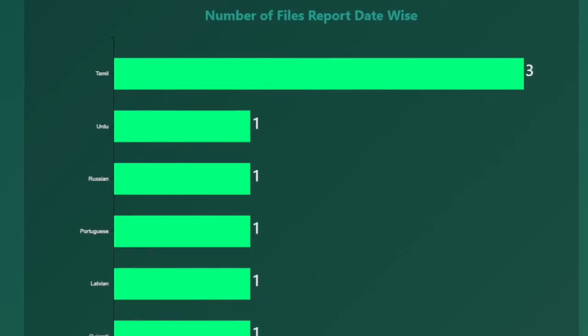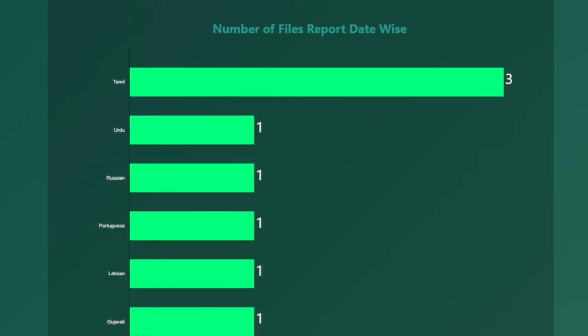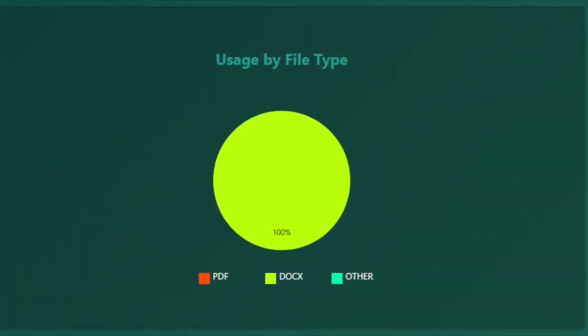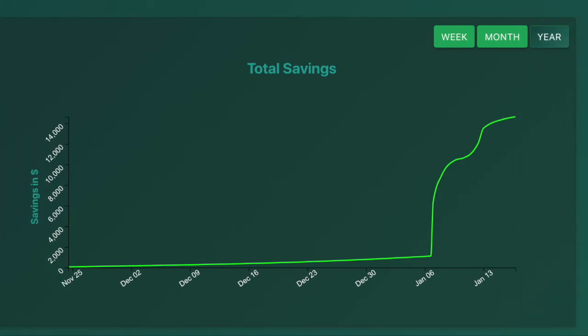In the Report page there are visuals for total savings, usage by file format, and number of files translated in a particular language. Here in the right corner you can filter visuals according to week, month, and year.